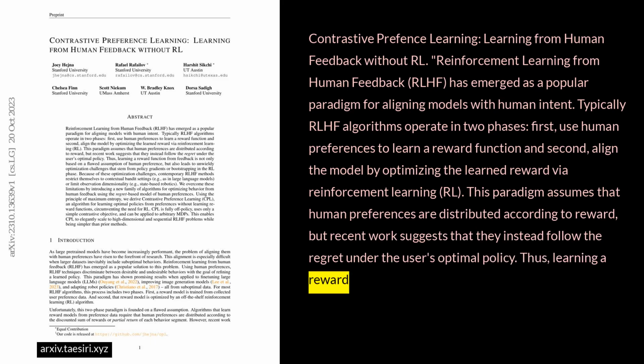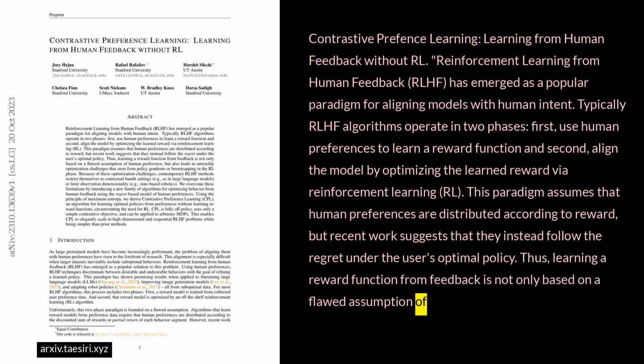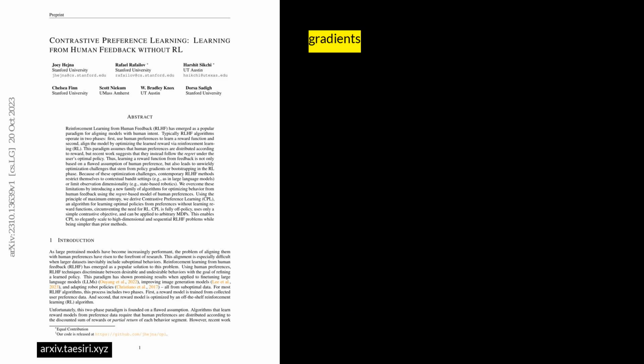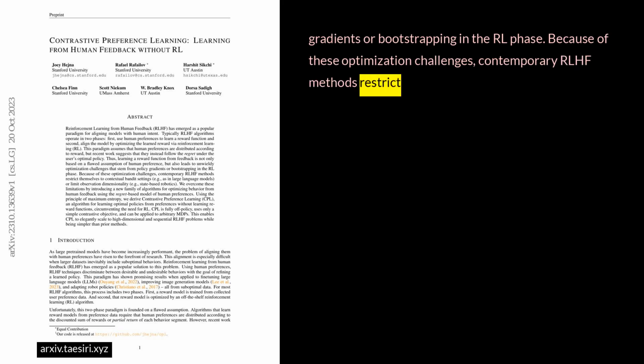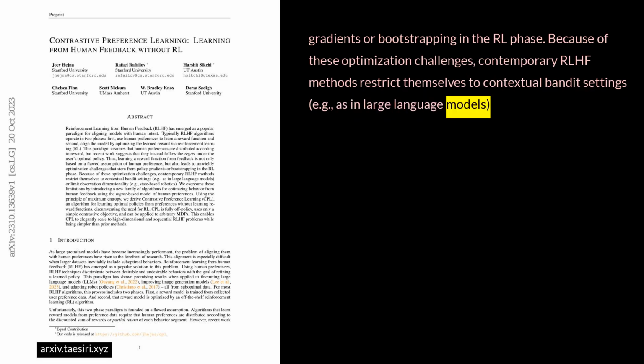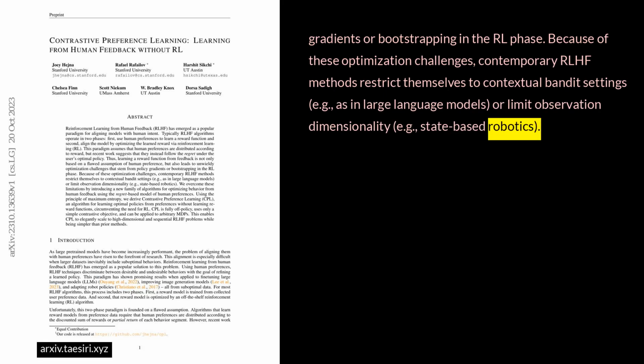Thus, learning a reward function from feedback is not only based on a flawed assumption of human preference, but also leads to unwieldy optimization challenges that stem from policy gradients or bootstrapping in the RL phase. Because of these optimization challenges, contemporary RLHF methods restrict themselves to contextual bandit settings, for example, as in large language models, or limit observation dimensionality, for example, state-based robotics.